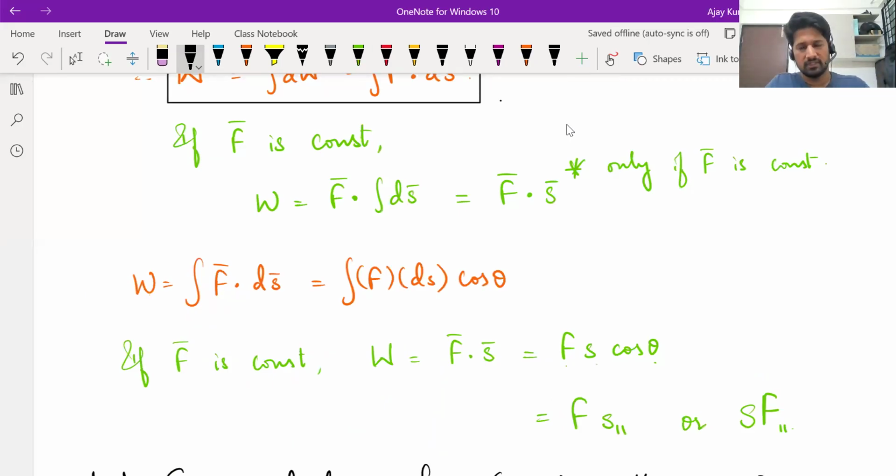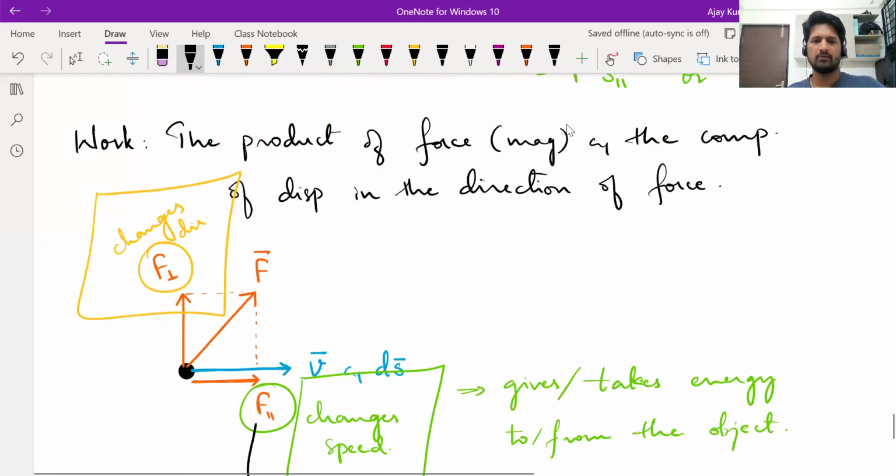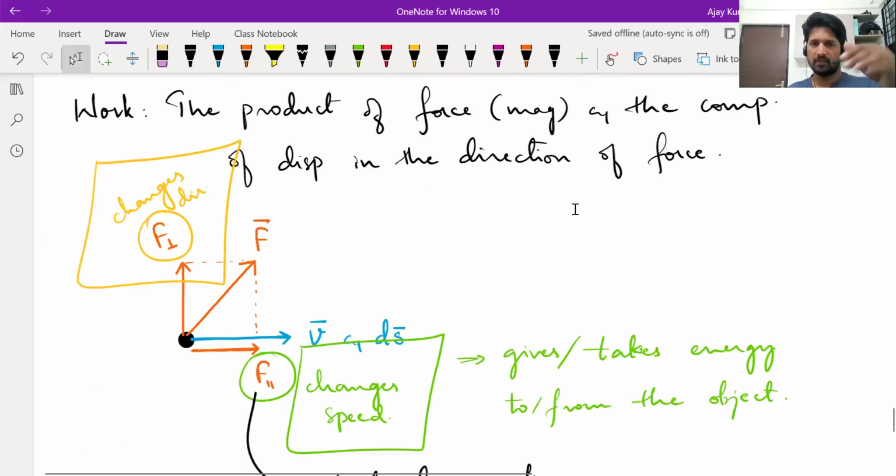So from now onwards, never say work is force into displacement. That is a meaningless statement. You have to say force dot displacement. You can say displacement dot force also, doesn't matter. And I hope now you understood why it should be the dot product, why we need the parallel component.